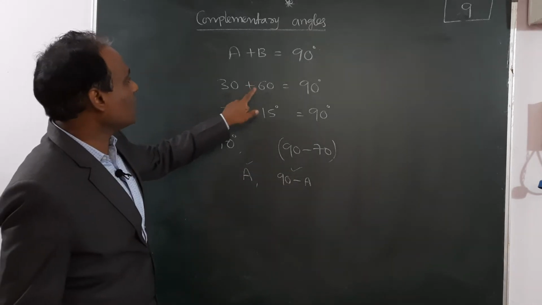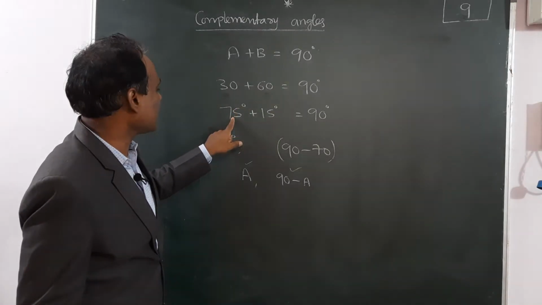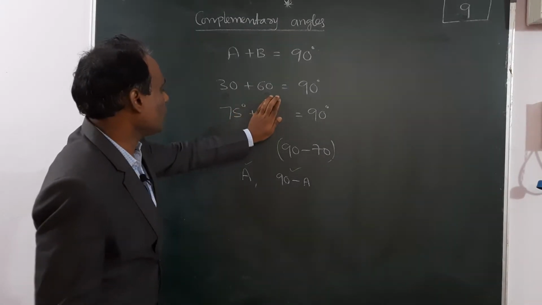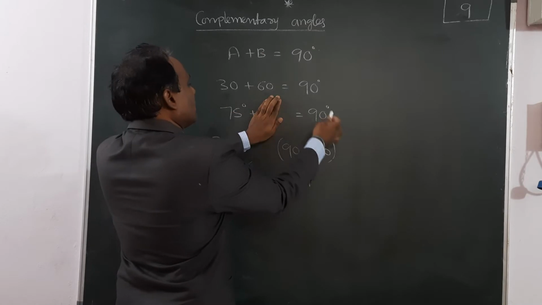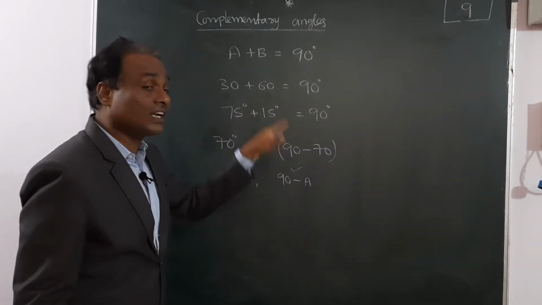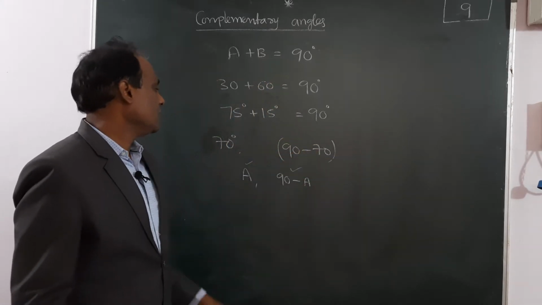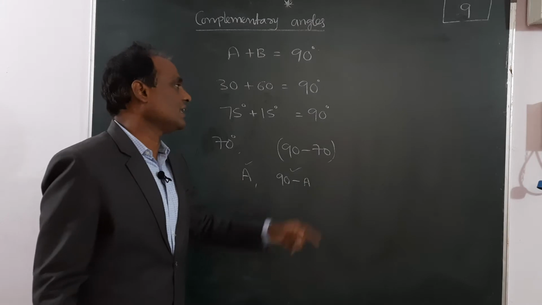If one angle is 30, the other angle is how much? 90 minus 30, which is 60. Suppose one angle is 75, we don't know the other, so it should be 90 minus 75, which is 15. If one angle is 70, what is the other angle? 20. How to get the 20? 90 minus 70. If one angle is A, the other is 90 minus A.